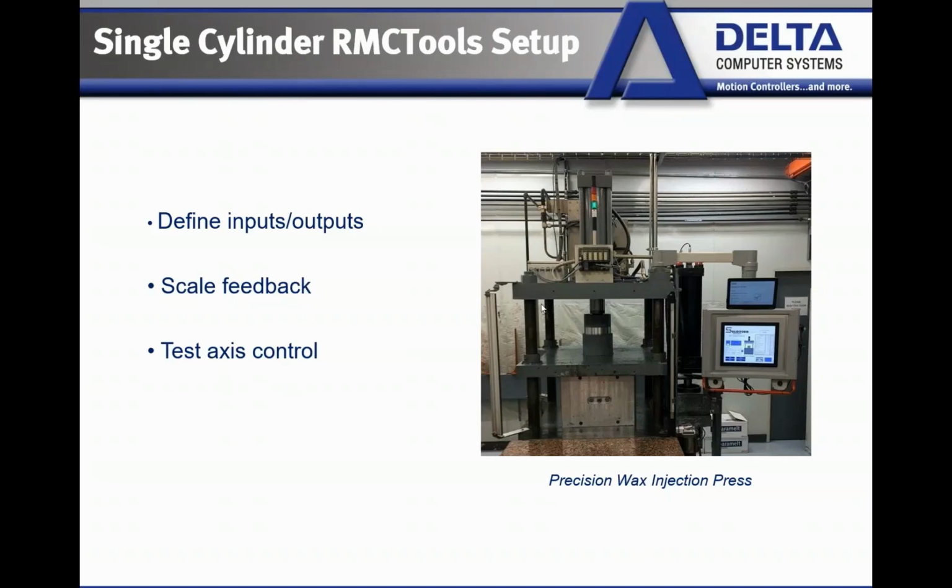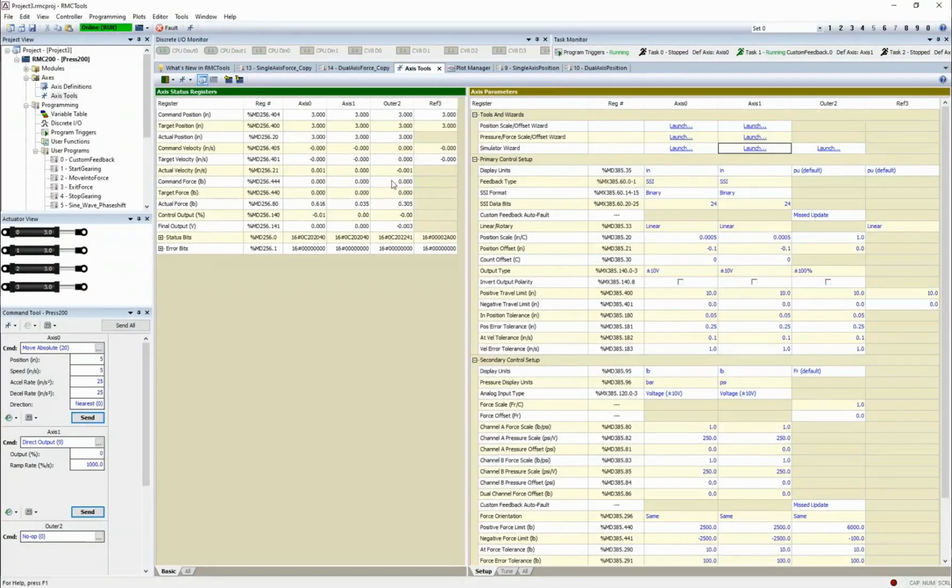So what I'm going to do here is open up RMCTools. This is our software. Right now I'm using an RMC 200. This is our latest and greatest product, up to 32 axes of control, but this software is the same software that's going to be used with an RMC 75 and an RMC 150. Each of those controllers are great controllers. They all work very well. Really, it comes down to how many axes you have in your system.